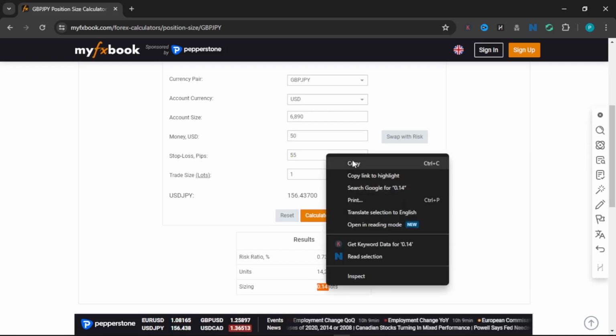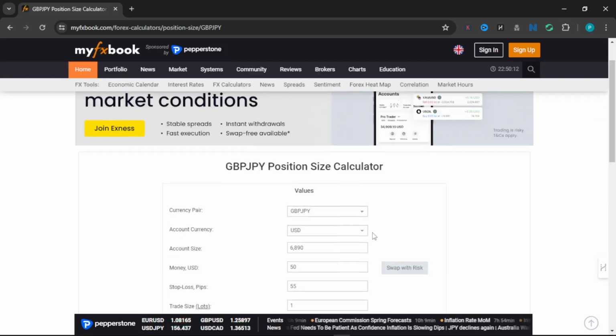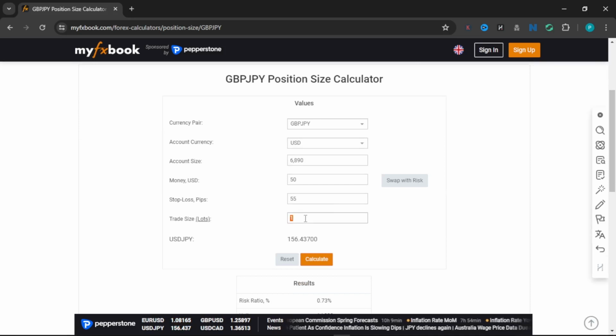So this one now, when you are placing your order, you just copy this one and use this one as a lot size. And risk ratio is simply 0.73% of your total account. Units 14,222. So this one is pretty much cool because you know how much you're actually going to risk for the particular trade that you are entering.